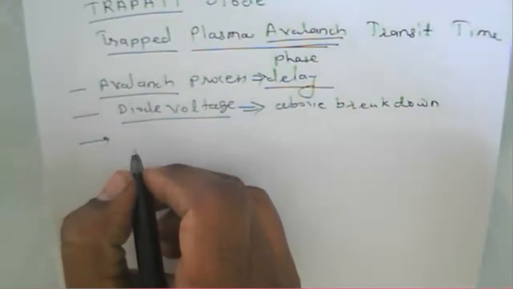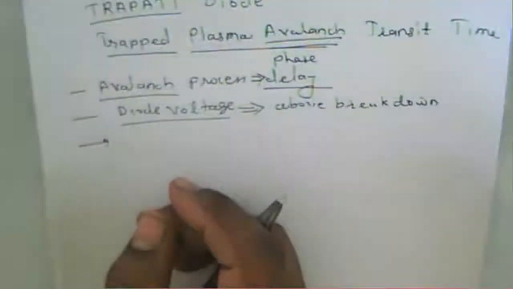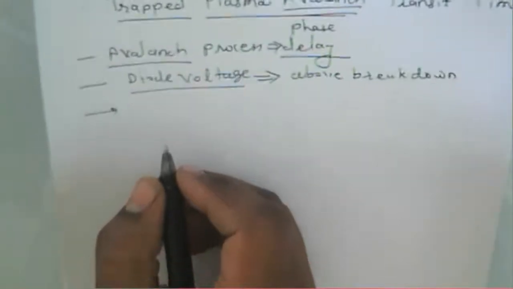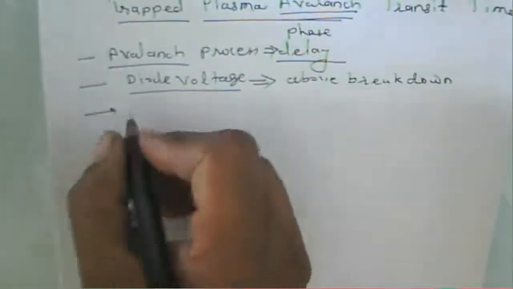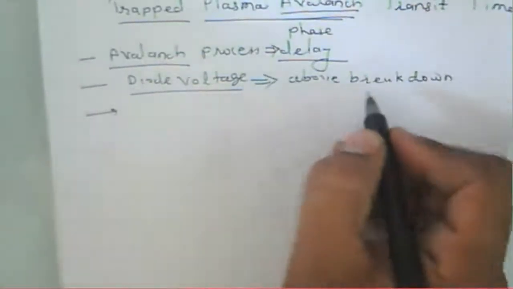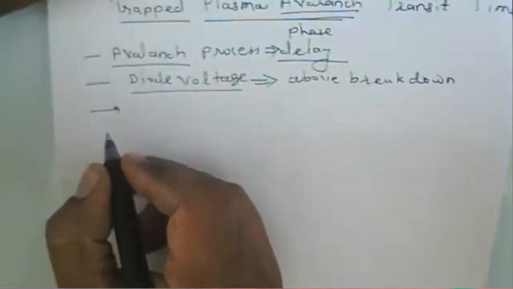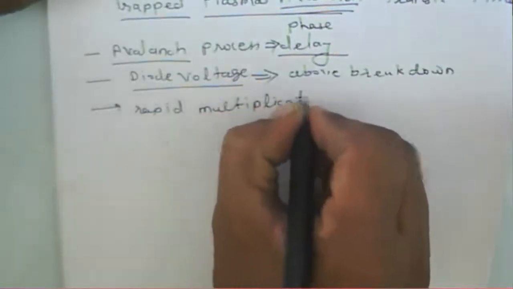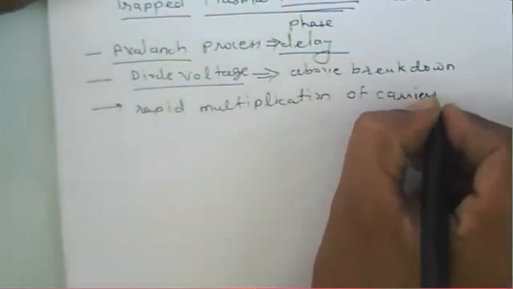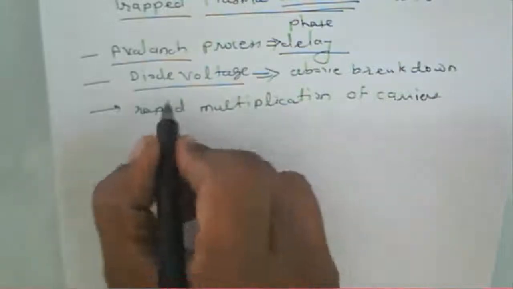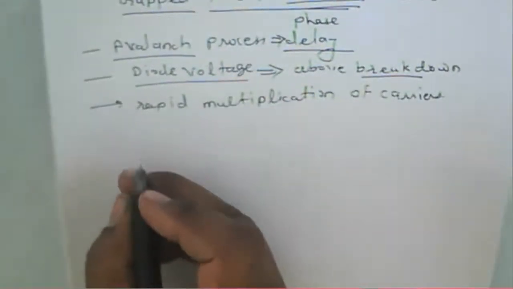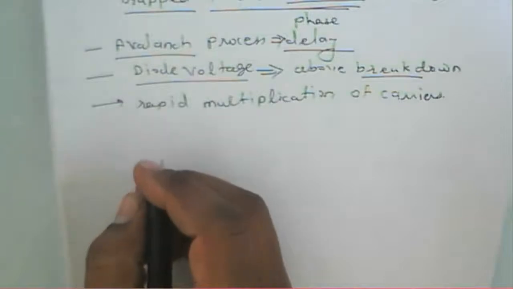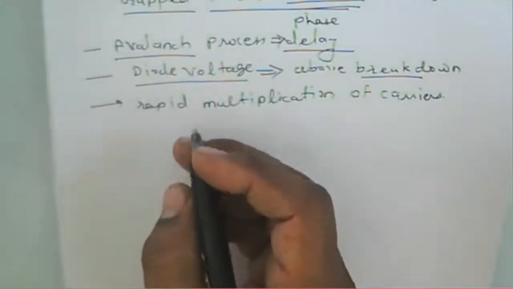Then we have a diode. Earlier we said that an impact diode has a multiplication of carriers. Similarly in this TRAPATT diode, when the voltage goes above the breakdown voltage, a rapid multiplication of carriers takes place, and the diode works in breakdown.